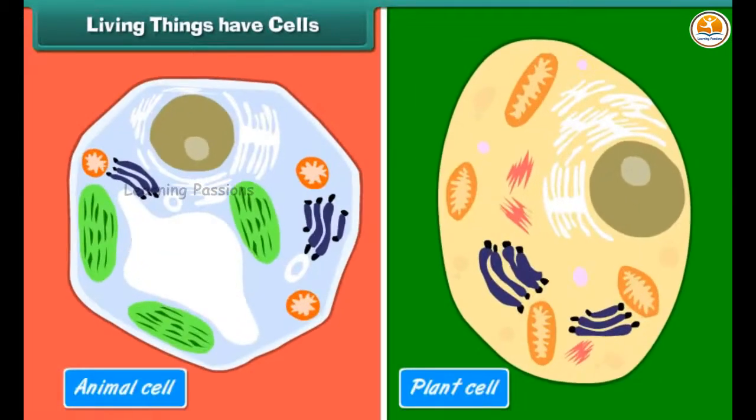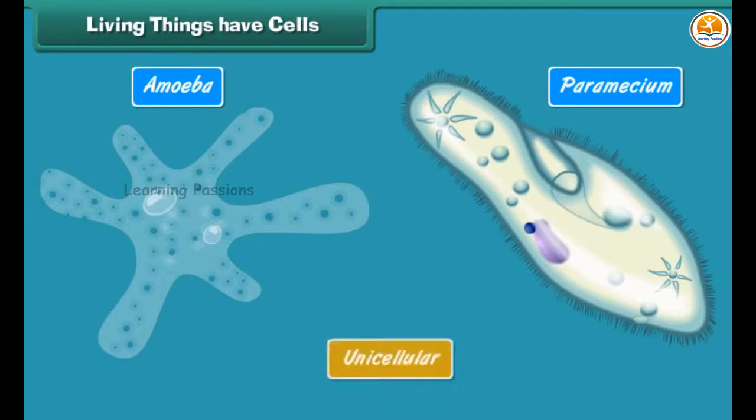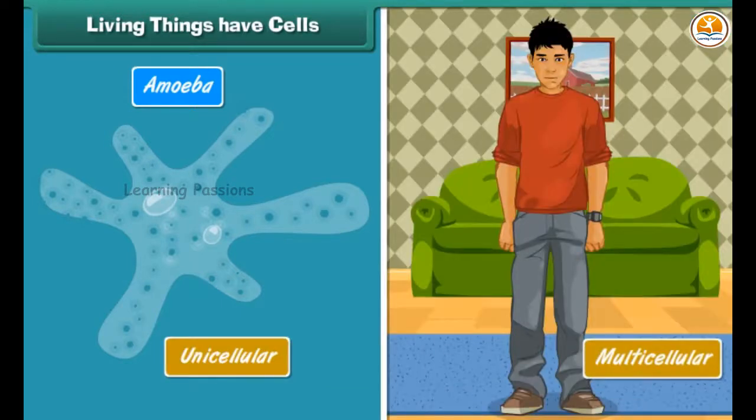The cells are made of protoplasm or living matter. All the body functions and properties of life are due to protoplasm. Some living organisms like amoeba and paramecium are made up of only one cell, so they are called unicellular. Organisms made up of many cells are called multicellular.